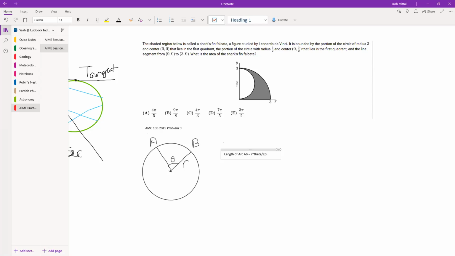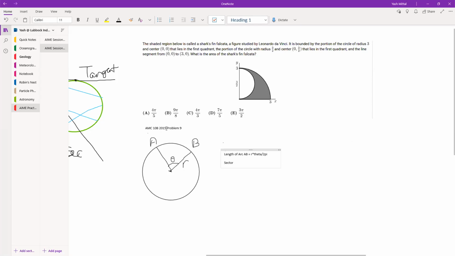Okay, that's perfectly fine, Ishan. Just come back whenever you can. All right. So the length of arc AB, I'll get back to that later.